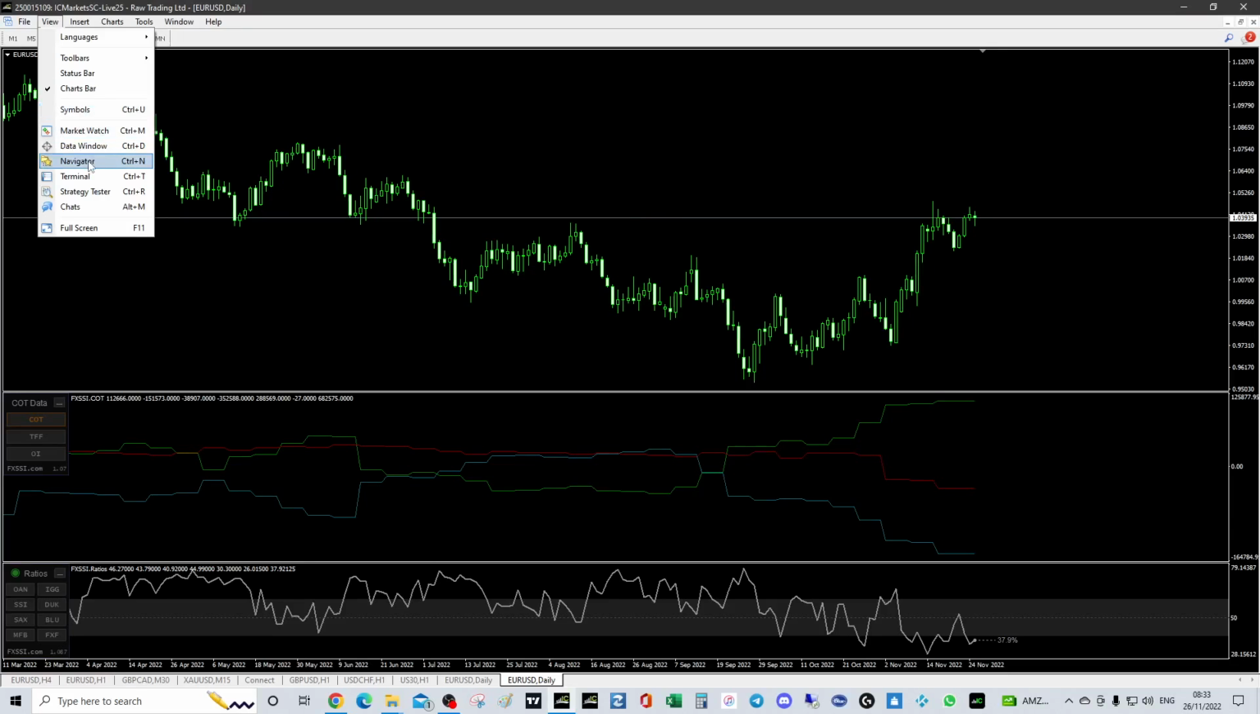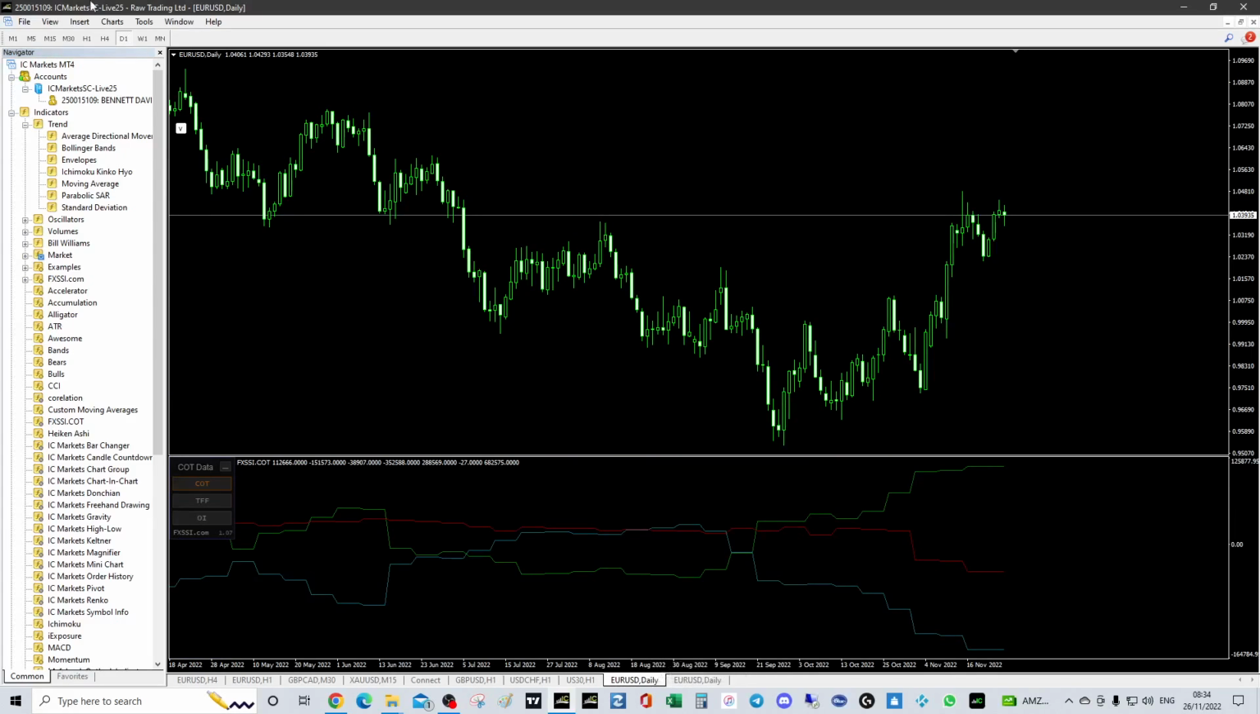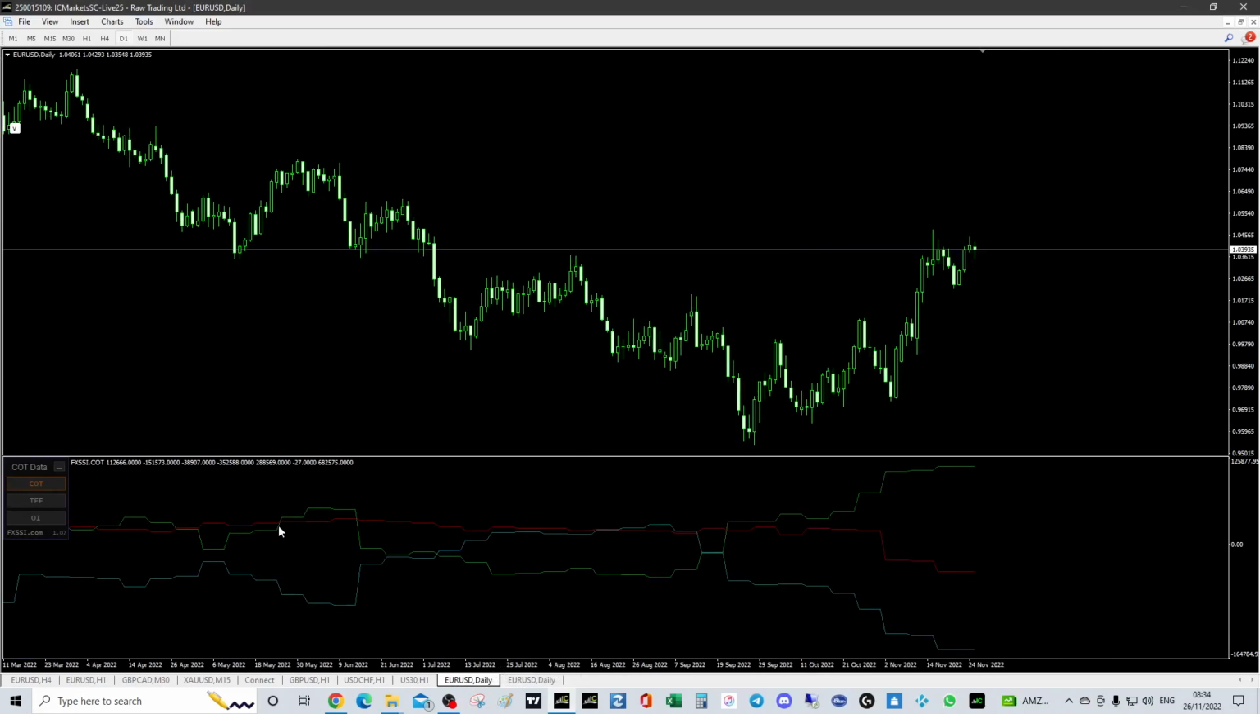So go to the Navigator. You'll need to refresh, and then it will appear here, fxssi.cot. I'm used to saying .com, but we're .cot. You drag it onto your terminal, and then we've got the data. By default, it will look like this. And what we want to be looking at is the COT data.